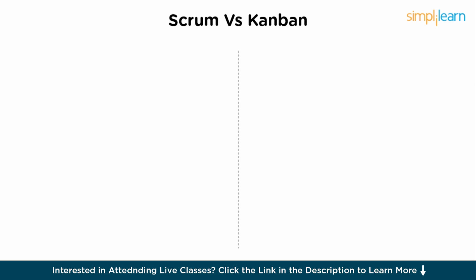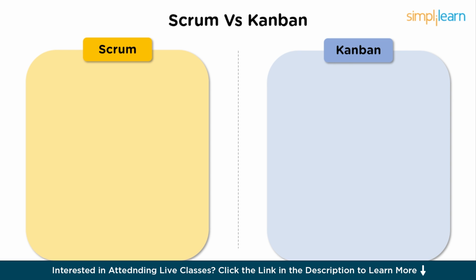Now let's try to understand the difference between Scrum and Kanban. Scrum and Kanban, two widely used Agile methodologies, differ in their principles and practices. Here is a comparative overview.